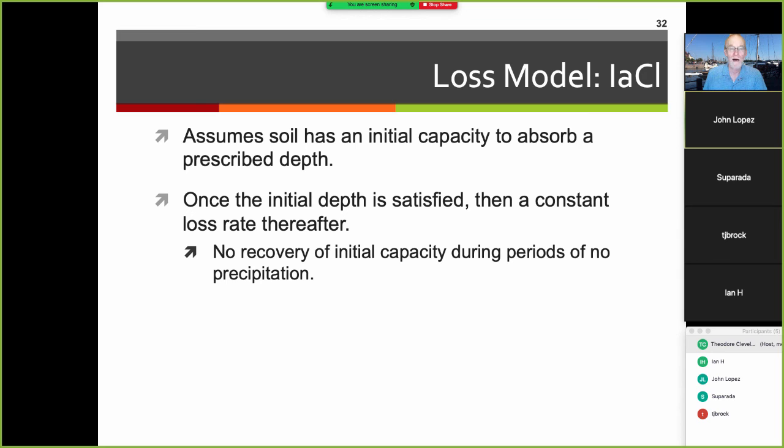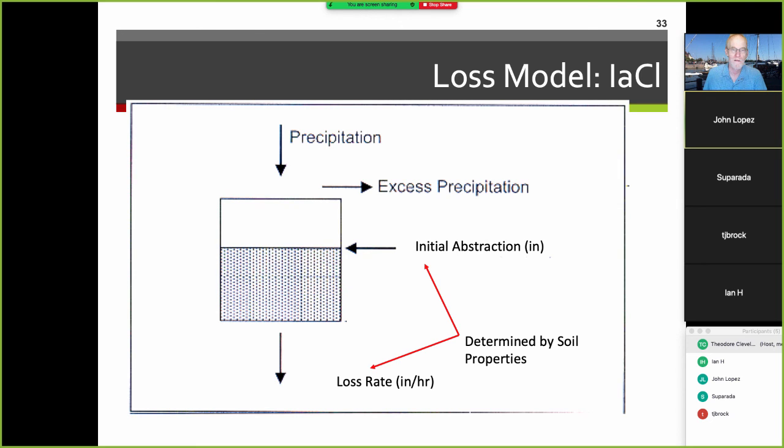The last one is the initial abstraction constant loss. This is pretty easy to describe. It assumes an initial abstraction, just like NRCS, and then a constant loss rate expressed as a rate. So that constant loss rate might be ½ inch an hour. And then there's no recovery of initial capacity when there's no precipitation. So here's the model. Precipitation comes in. There's an excess once the initial abstraction has been satisfied and the loss rate is satisfied.